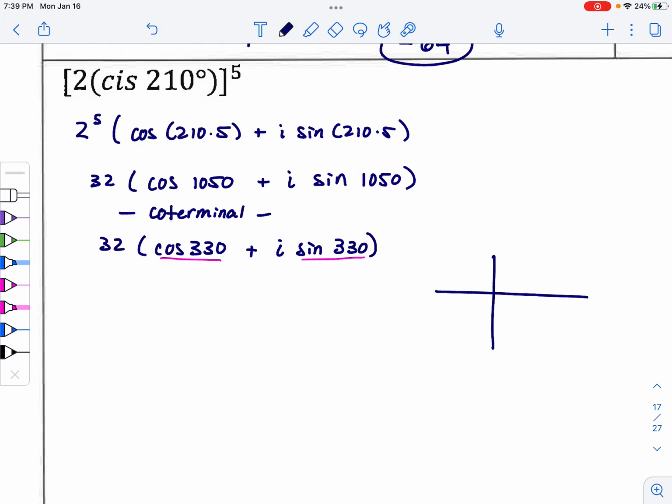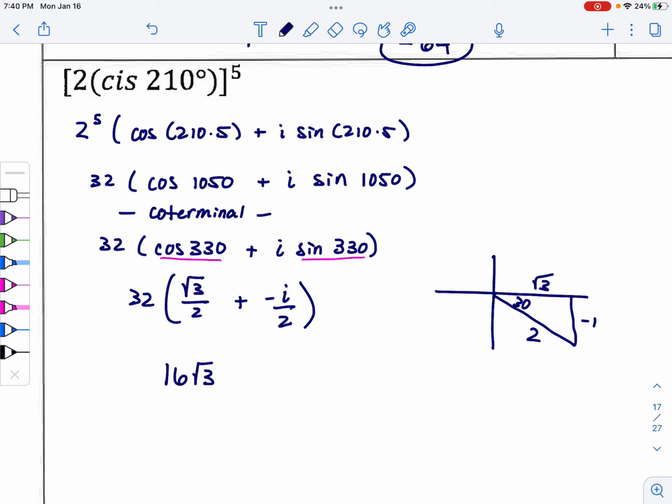I know how to do that. That's something that I've been working on for a while. We've been doing that for multiple months. 330 gives me a reference angle of 30, so I'm going to fill in my triangle the way that I know it. Cosine of 330 is square root 3 over 2. And sine of 330 is negative 1/2. So I'm going to keep that as negative I over 2. Distribute that 32 in, and I will get 16 square root 3 minus 16I. And that would be my final answer.